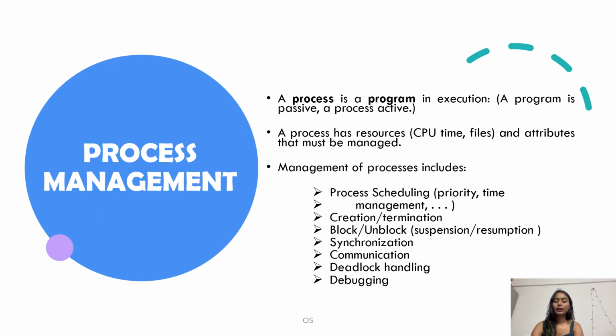So process management. A process is a program in execution, meaning a program is passive, a process is active. A process has resources, CPU time, files, and attributes that must be managed. Management of processes includes process scheduling, as in priority, time management, etc. Creation, termination, block, unblock, synchronization, communication, deadlock handling, and debugging.